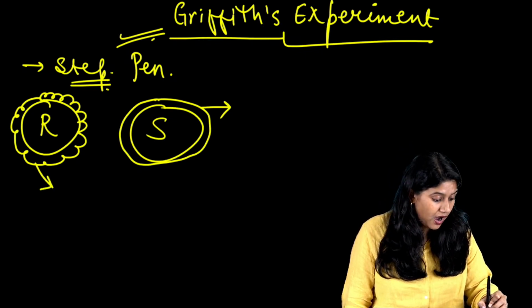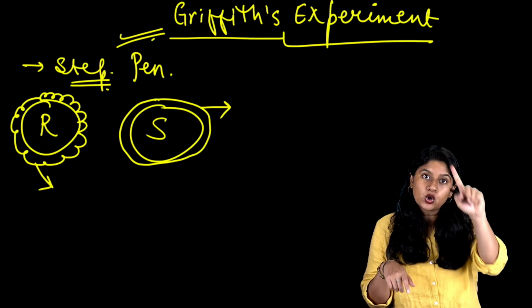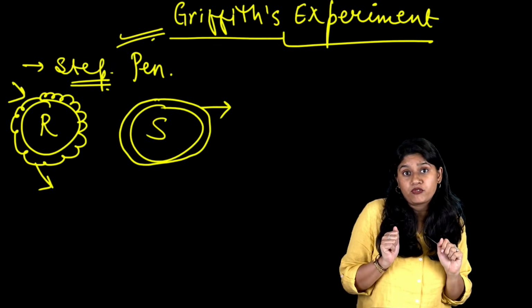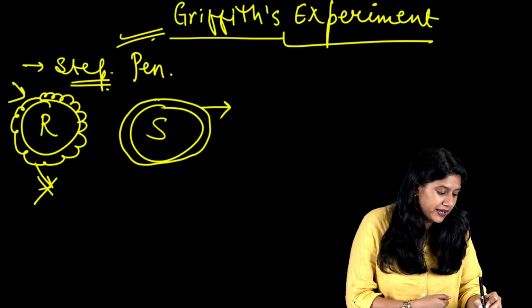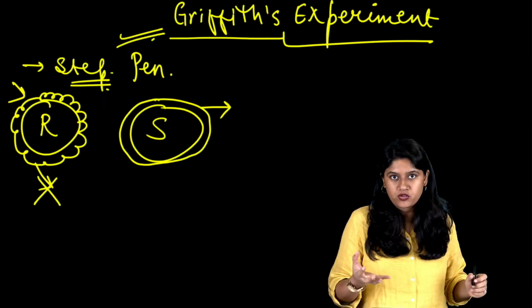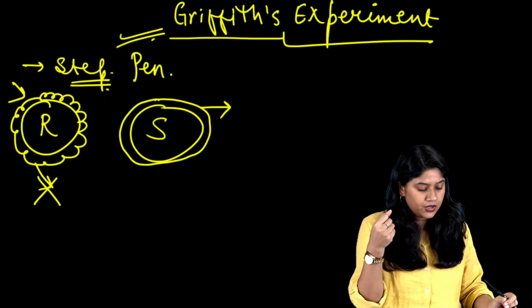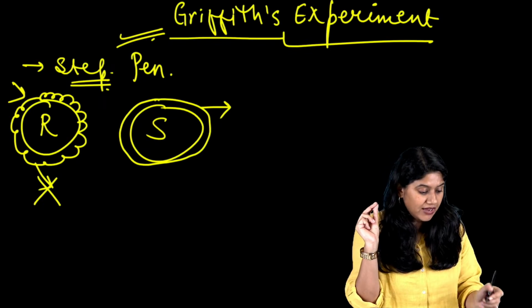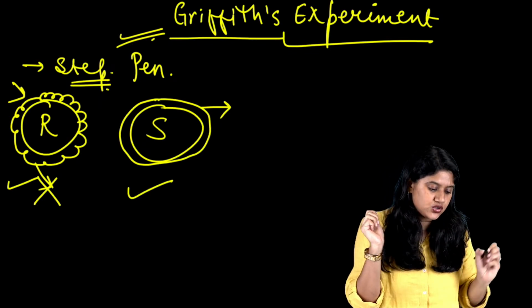Whereas the R does not have a coat. So of course it can be easily detected by the immune system of the host and it will not be able to cause any harm to the host, right? It will not be able to cause a disease. So we have two strains of it, R strain and S strain.